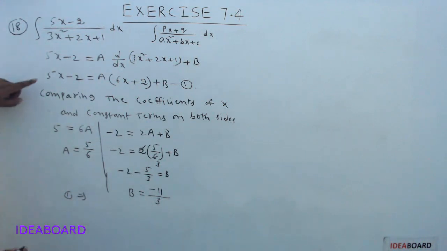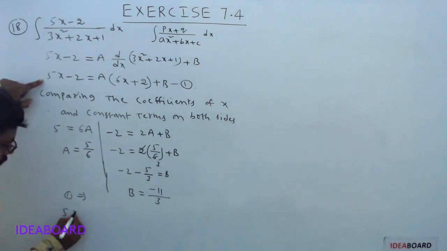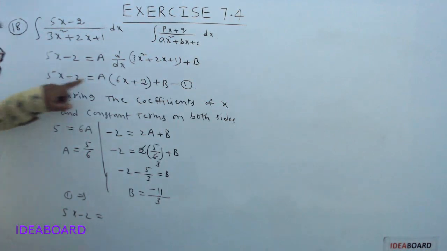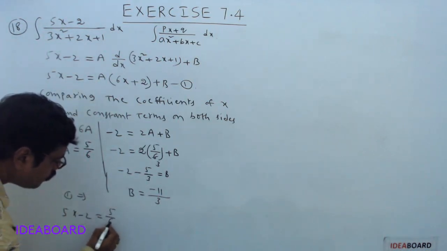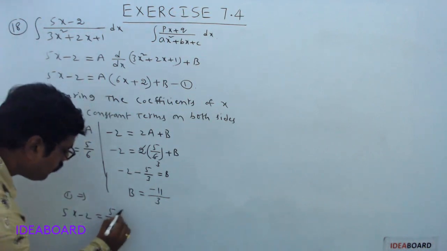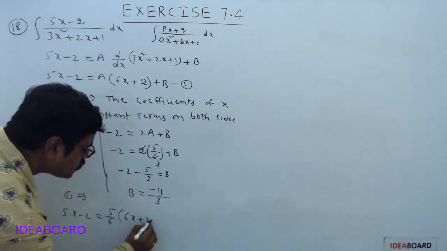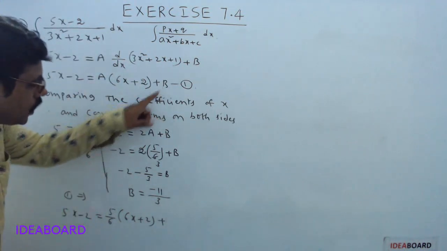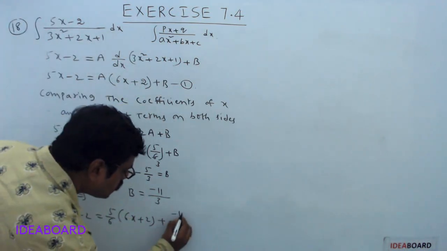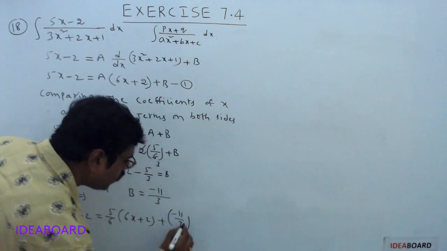So equation 1 is 5x minus 2 equal to a. What is the value of a? That is 5 by 6. 6x plus 2 plus b. What is the value of b? Minus 11 divided by 3.